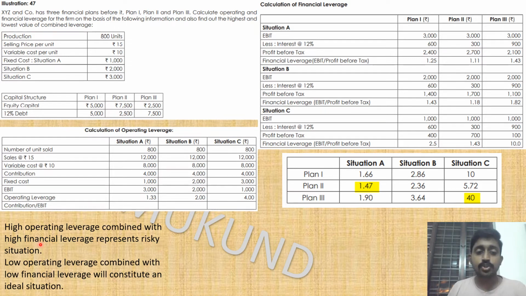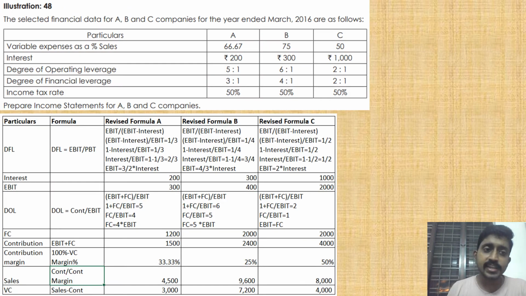But what is the ideal situation? Lower operating leverage and lower financial leverage is the ideal situation, because your EBIT will be maximum, your profit before tax will be maximum, and your earning per share will be maximum. Let's go for the next problem.